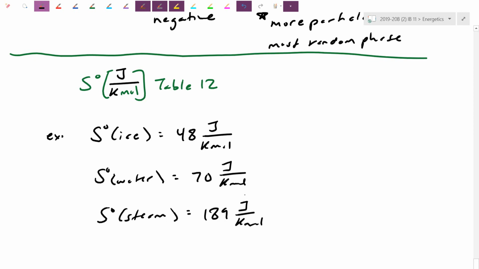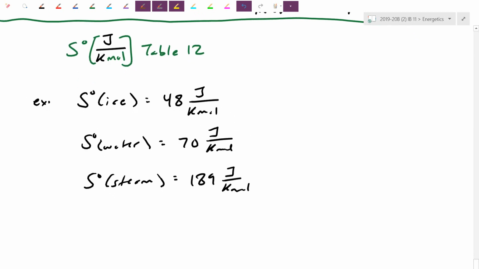Notice, although I'm not necessarily sure how they got these numbers, at least it follows our trend. As I go from solid more toward the gas state, our entropy increases. And again, the emphasis there: entropy increases even as temperature increases in general.